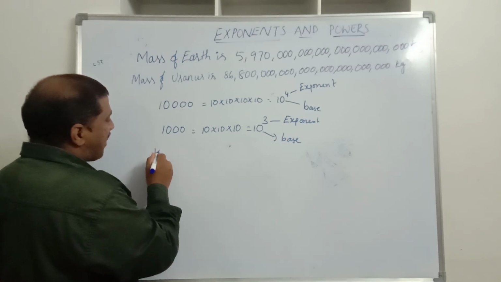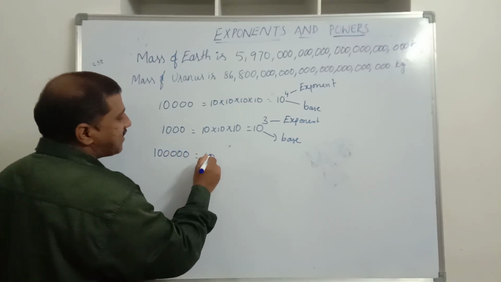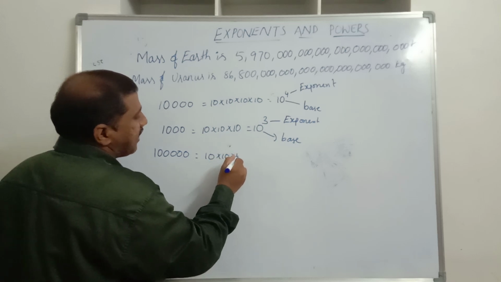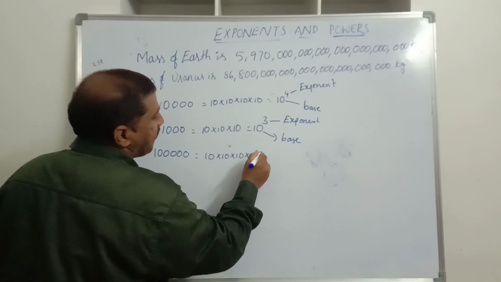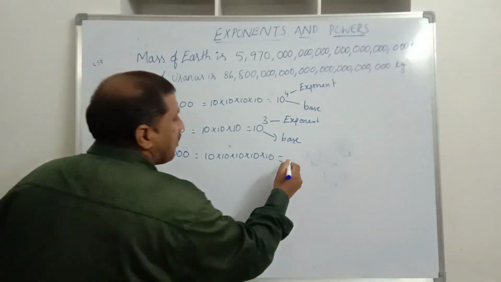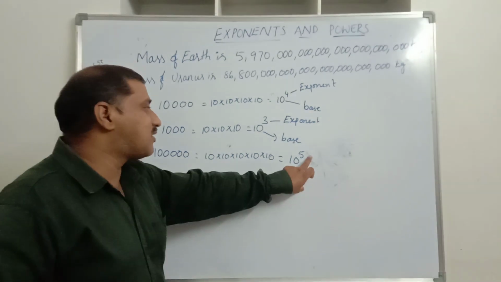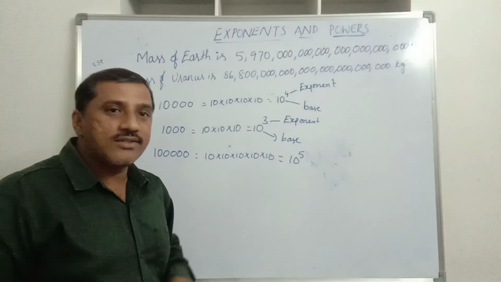Even if you take 1 lakh, the other number. 1 lakh can be written as 10 into 10 into 10 into 10 into 10. So like this we multiply 10 five times. So we write 10 to the power of 5. Here 5 is known as the exponent and 10 is known as the base.